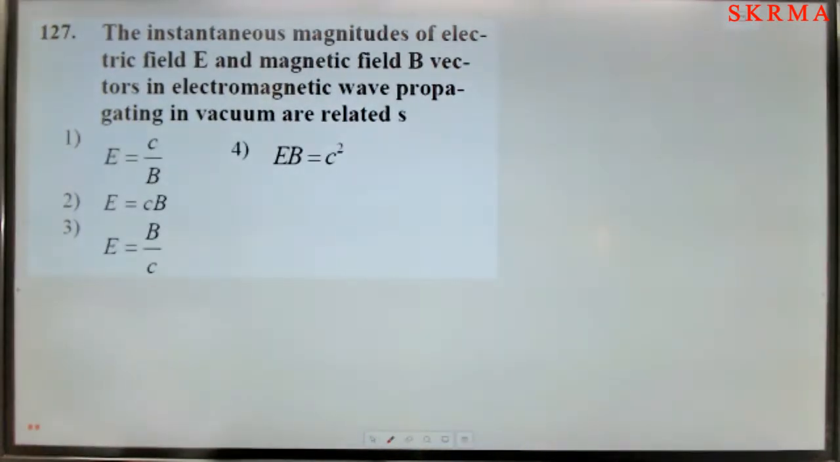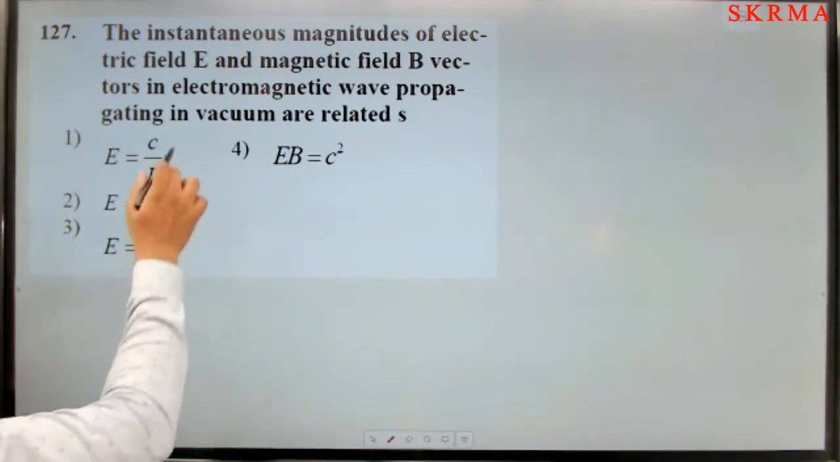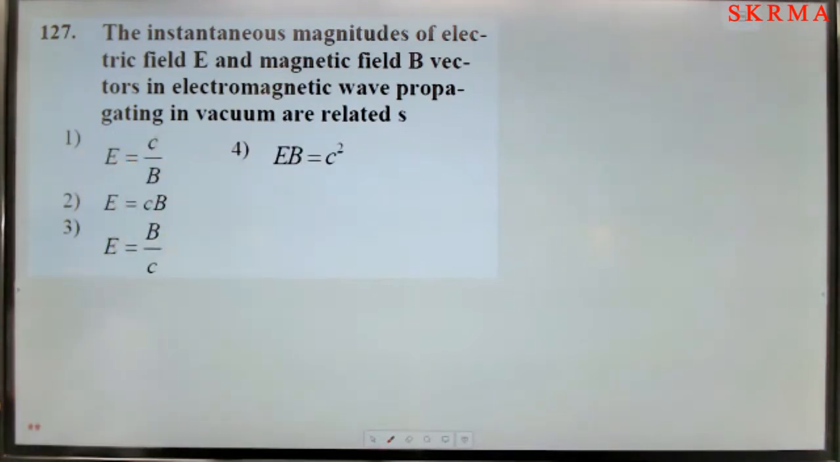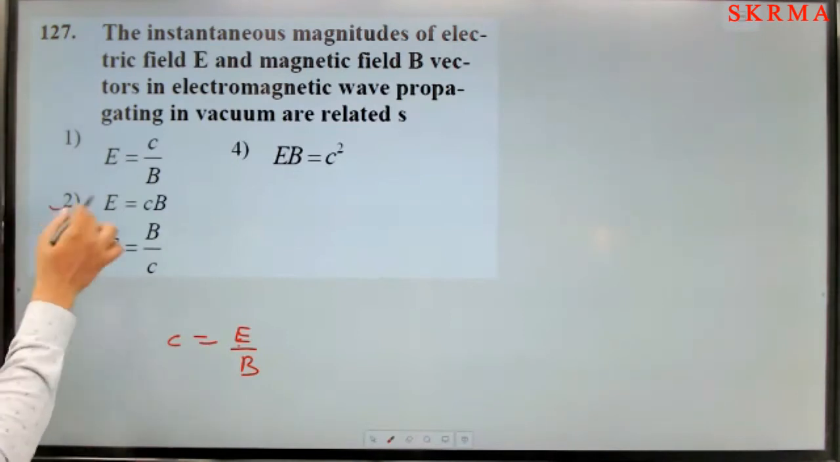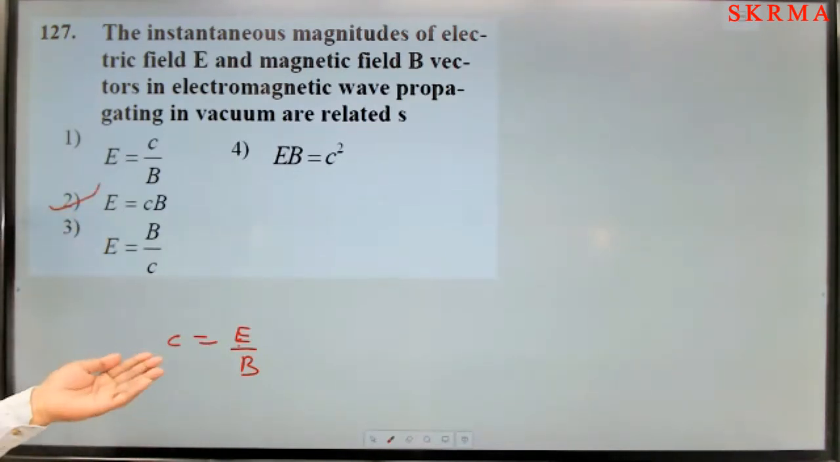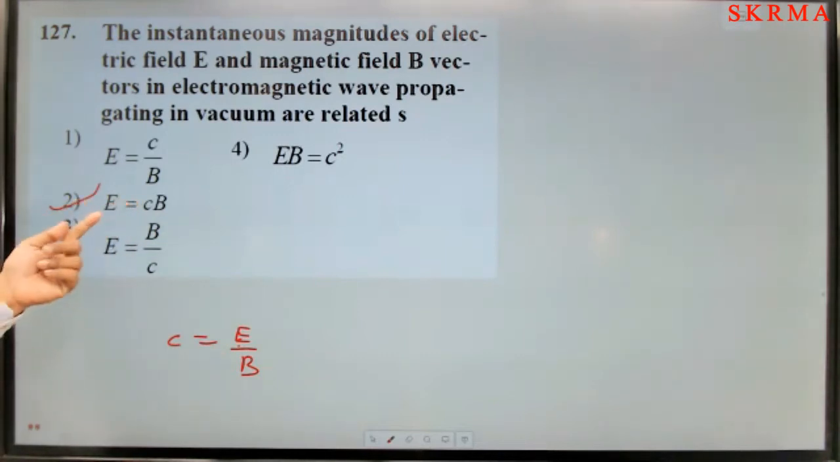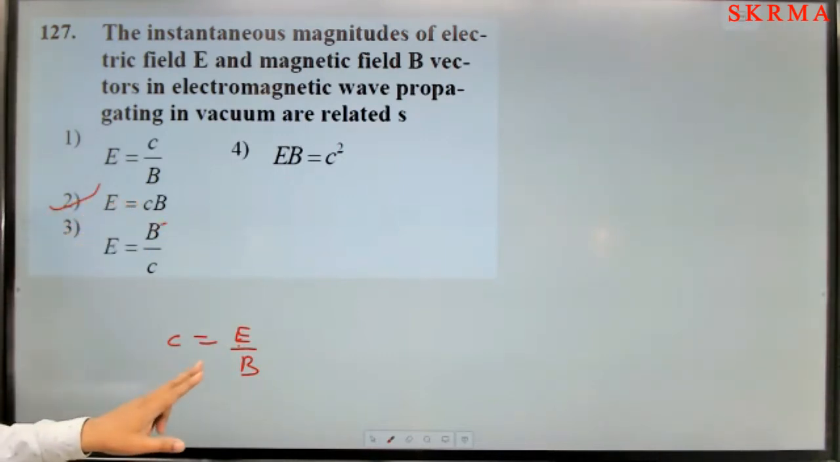Next one. The instantaneous magnitude of electric field E and magnetic field B vectors of an electromagnetic wave propagating in a vacuum are related as, so C equal to E by B, that is the formula. Magnitude, or C equal to E by B, or E equal to B into C, the second option. Then the formula is C equal to E by B. Now from the options, they select the best option. So E equal to C by B. If you rearrange this one, then you will get the second option.